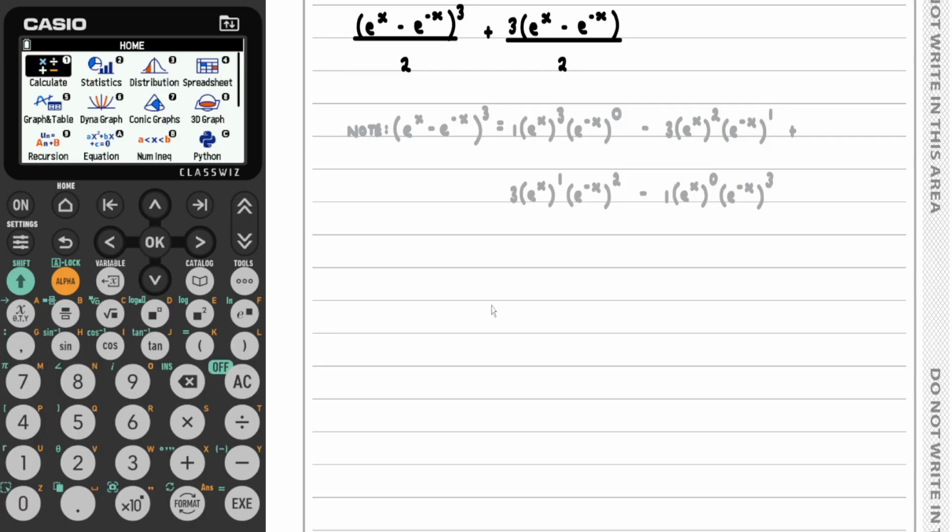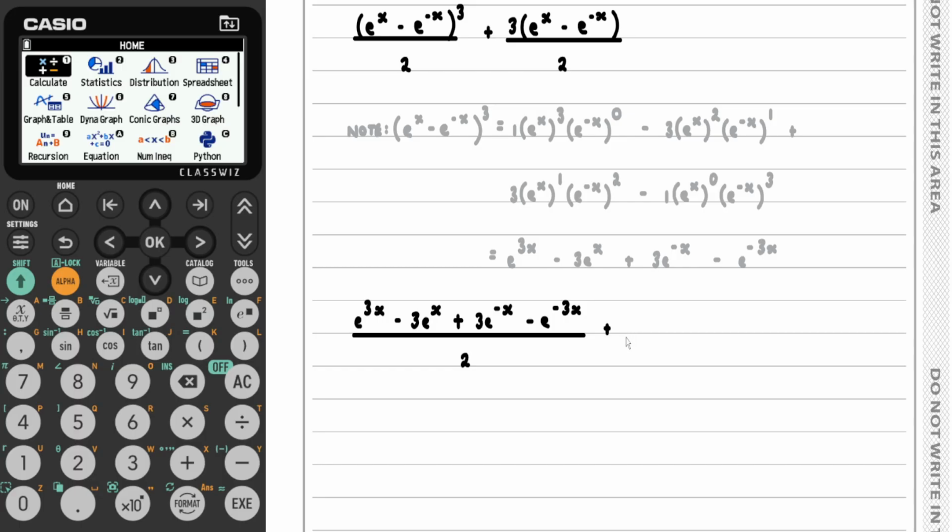And if we simplify this, we have e to the 3x subtract 3e to the x plus 3e to the negative x subtract e to the negative 3x. And so we can replace (e to the x subtract e to the negative x) cubed with this result shown here. So we have (e to the 3x subtract 3e to the x plus 3e to the negative x subtract e to the negative 3x) over 2, and then we add on to this 3 times (e to the x subtract e to the negative x) over 2.